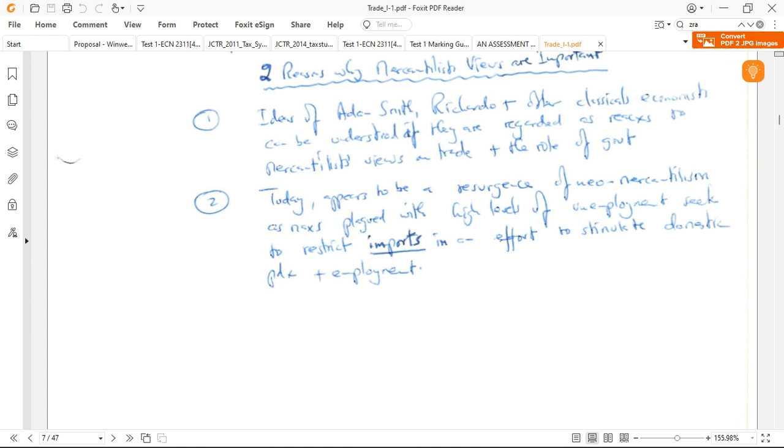The other reason is what I've just been explaining to you: if you bring it down to today, every country is trying to impose trade restrictions, which is pure mercantilism, right?